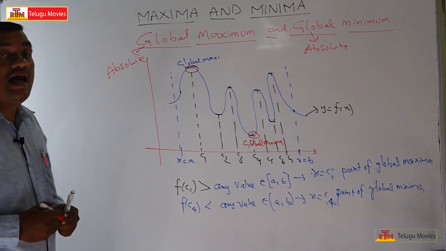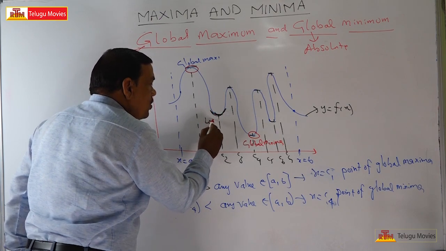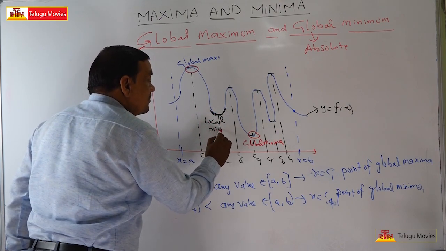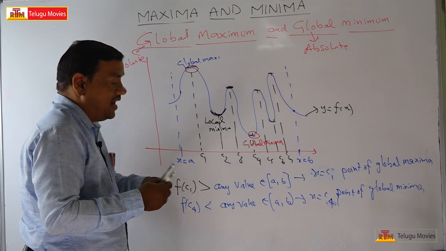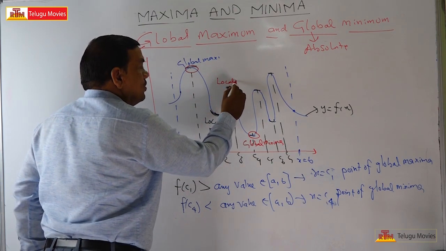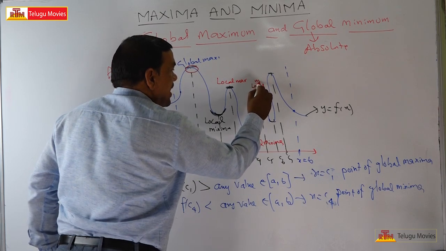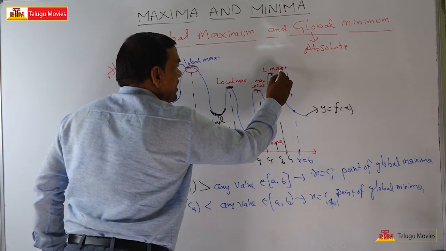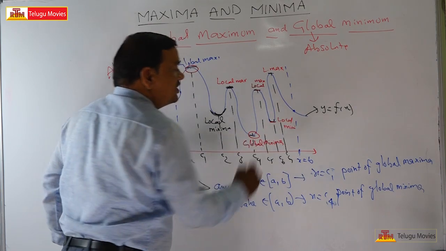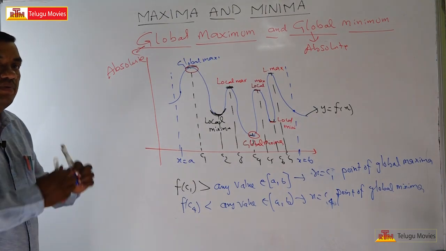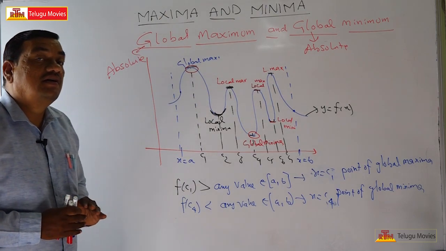Coming to what are the remaining points. This is called local minima. This is called local maxima. This is local maxima, this is local maxima, this is local maxima. This is local minima. Understand this? Completely understand this? Global maxima and local maxima are different.